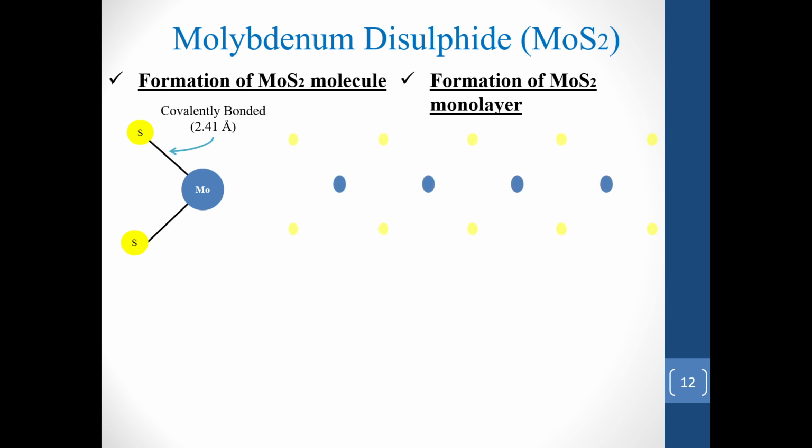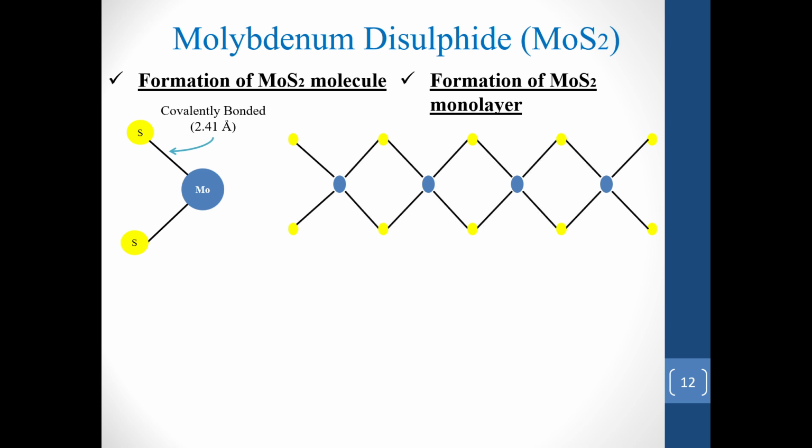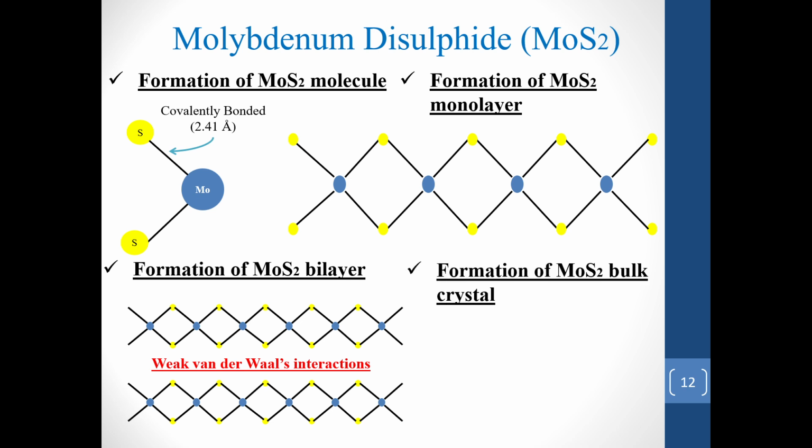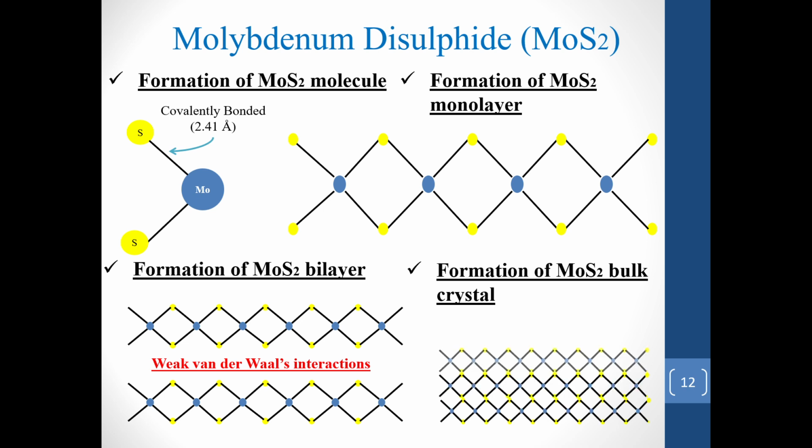How is the monolayer formed? You can see the end-to-end connection of the MoS2 molecules forms the monolayer. And how are bilayers formed? You can see the connection of monolayers with weak van der Waals interaction forms the bilayer. And how does the bulk crystal form? The connection of several bilayers with weak van der Waals forces forms the bulk crystal.